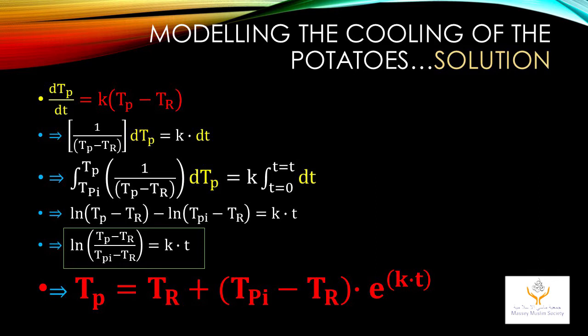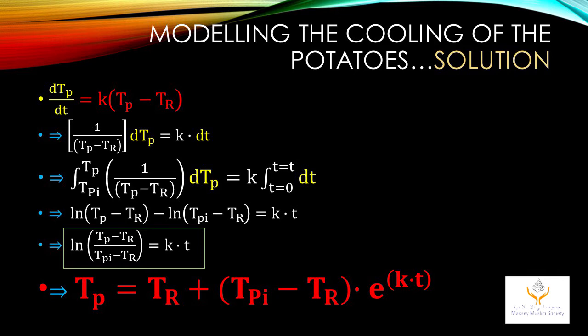Let's try. So with this equation, what we want to do is rearrange for Tp. One of the first steps is we take the anti-log, which is the exponential, on both sides. And here we get just this fraction, and here we get e, the exponential of this. If you do the algebra on this side, then you get this.